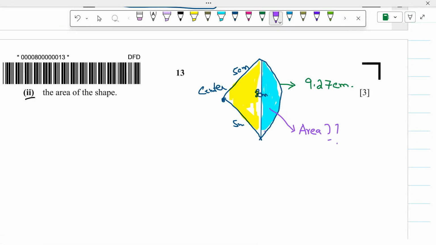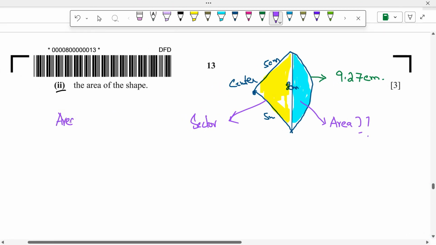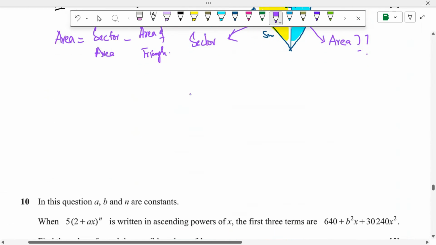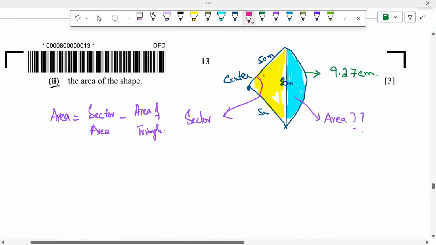And this whole shape is the sector. This one is a sector. Now, how can we find the area of this region? This area is equal to the total area, which is the sector area, minus the area of the triangle, which is the yellow shaded. So we can find this area, which is half of this shape. Now we have the angle, which is equal to 1.854.